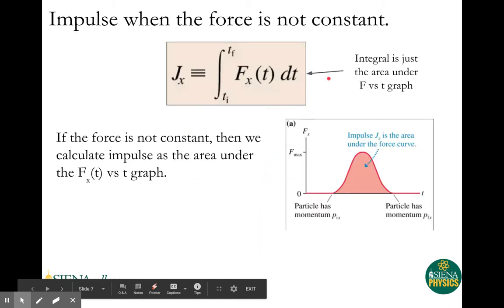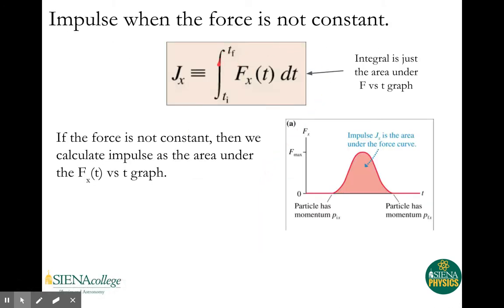Excellent. Okay, if the force is not constant, then we would calculate impulse as the integral of force times dt, right? So what that means graphically is that this integral is just the area under the force versus time graph. If we want to know what the impulse is, and we have a plot of force versus time, the shaded area in red is equivalent to the impulse. It's the area under the force versus time graph.